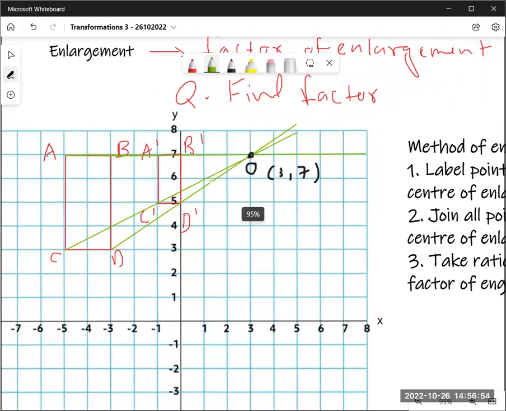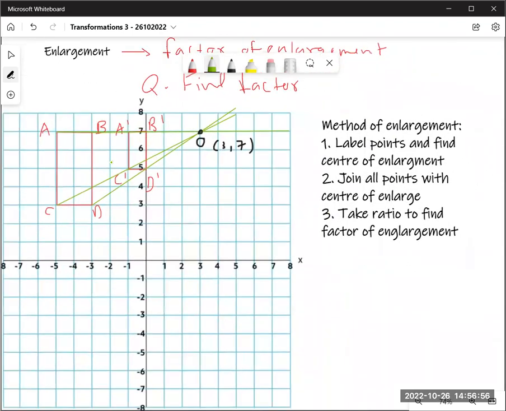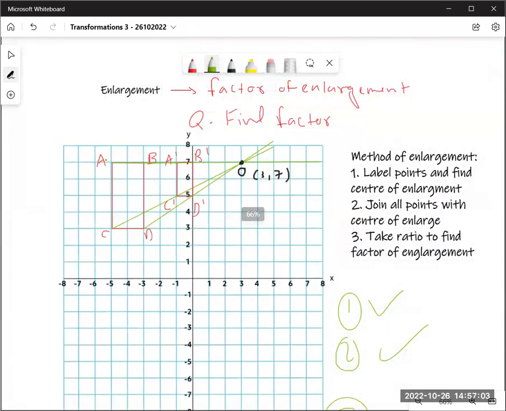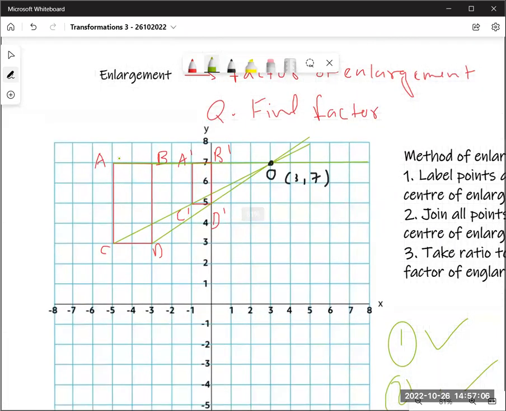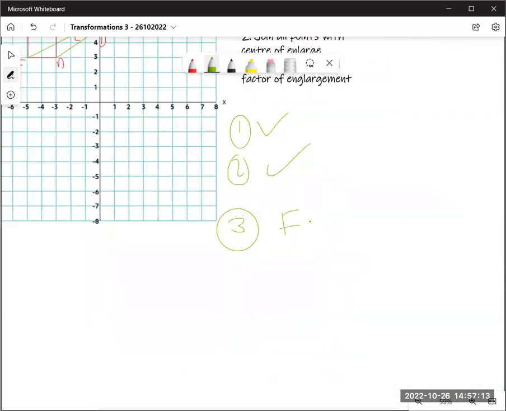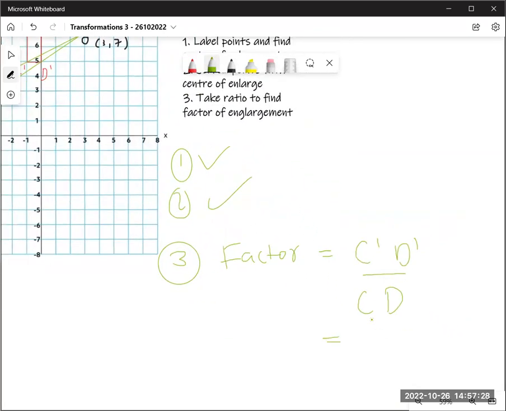Now, how do I find the ratio? That first point is done. We have joined it as well. Step 2 is done. Step 3 is take any two sides, or choose a side of this shape. Okay, CD. So the factor is always going to be C dash D dash divided by CD. The ones with the dash come above always, not below.